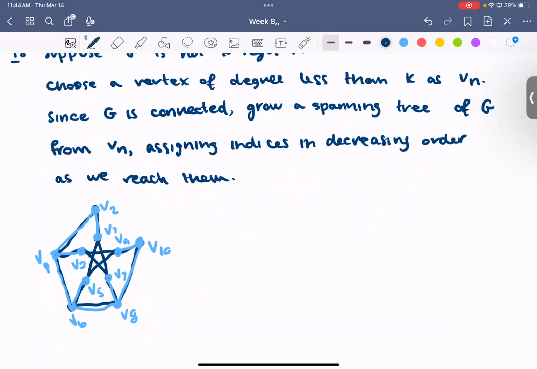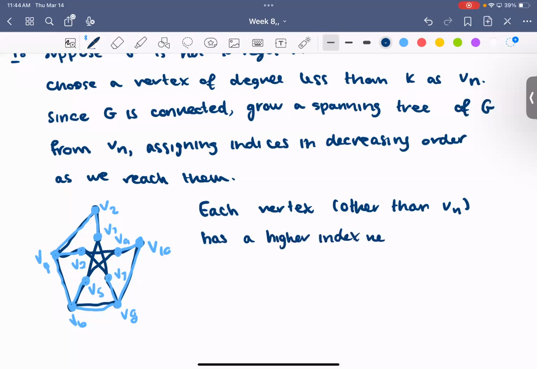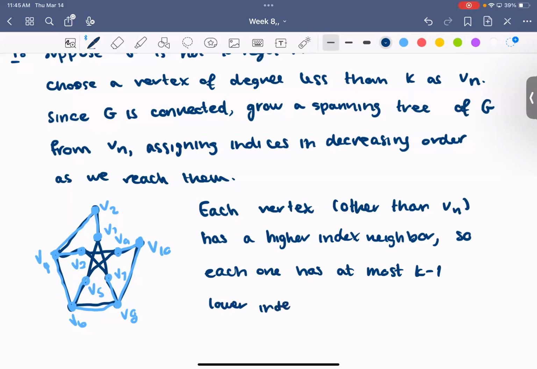So each vertex other than Vn has a higher index neighbor, so each one has at most k minus one lower index neighbors. And that statement is true also for Vn because Vn was assumed to be a vertex that had degree less than k. Okay, are there questions about this case?